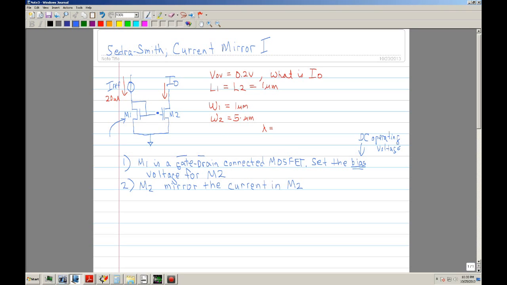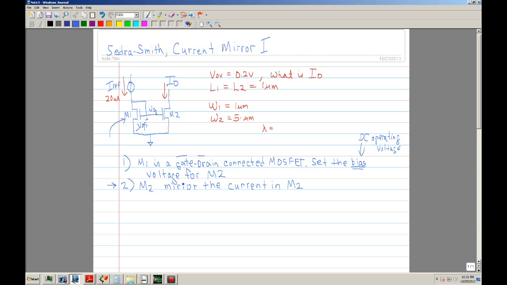Basically it's setting the voltage right here, this VG. So you're going to have a VGS from there to there, and that voltage is placed on this M2. So M1 is a bias. Then what is M2? Well, M2 is the mirror.